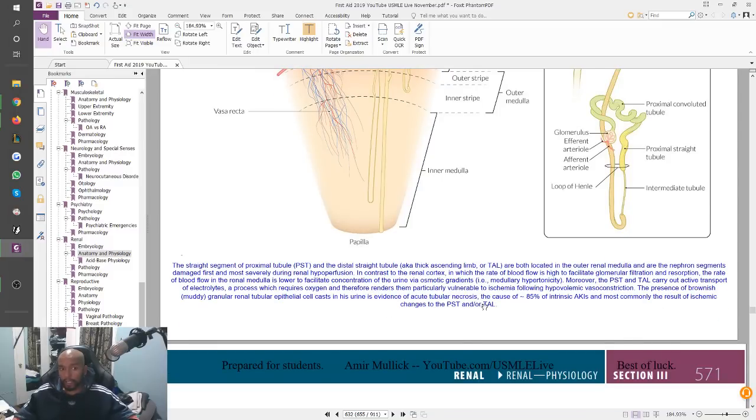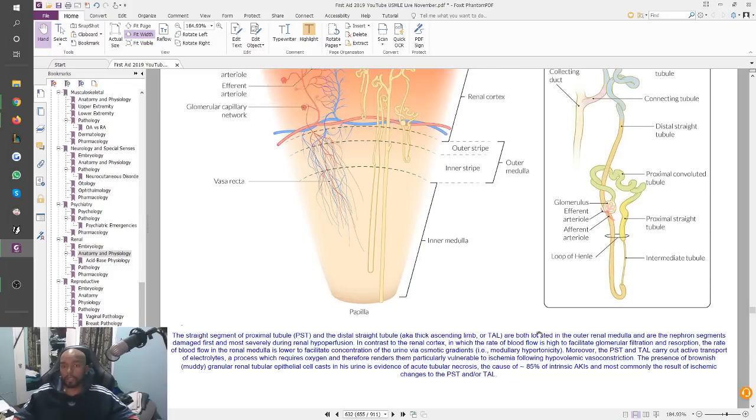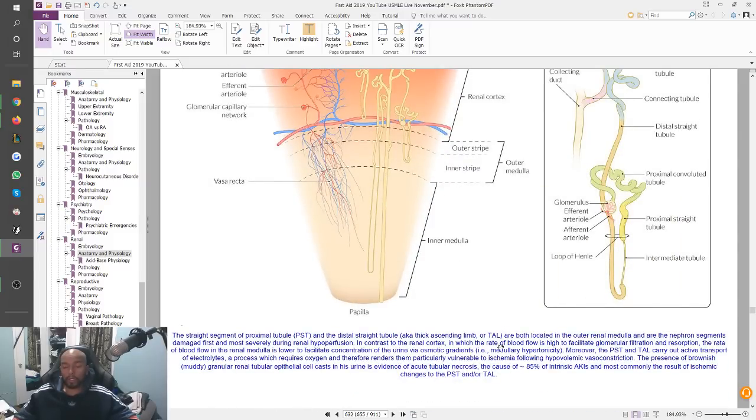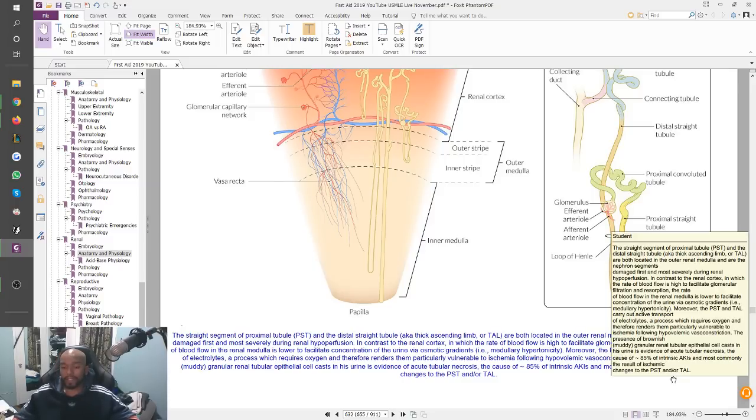The presence of brownish or muddy granular renal tubular epithelial cell casts in his urine is evidence of acute tubular necrosis, the cause of 85% of intrinsic acute kidney injuries, and most commonly the result of ischemic change to the PST and/or TAL, right? PCT, PST, and the thick ascending limb. Basically, here we're just talking about what can happen in terms of damage. But if you ever see granular renal tubular epithelial cell casts, that's a sign of acute kidney injury, and you want to make sure you remember that. When we get to pathology, we're going to see all the different kinds of casts that there are.